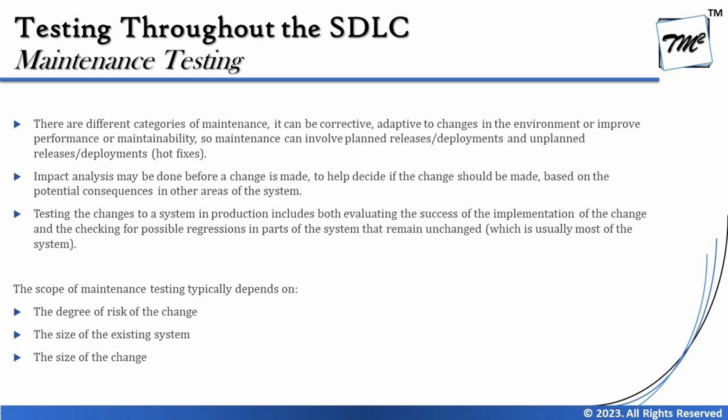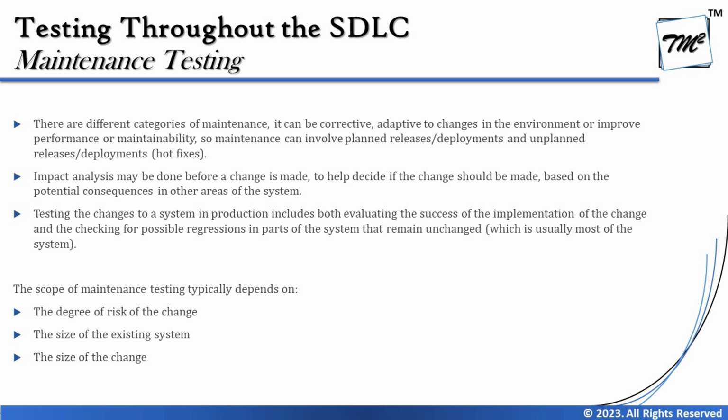Testing the changes to a system in production includes both evaluating the success of the implementation of the change and checking for possible regressions in parts of the system that remain unchanged, which is generally the main part of maintenance, which is to check for regressions introduced. Also, to add here, the scope of maintenance testing typically depends on the degree of risk of change, the size of the existing system, and the size of change.